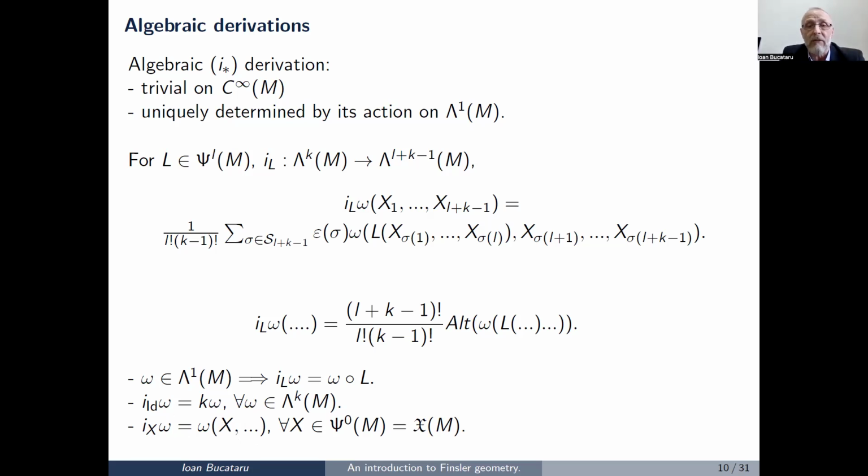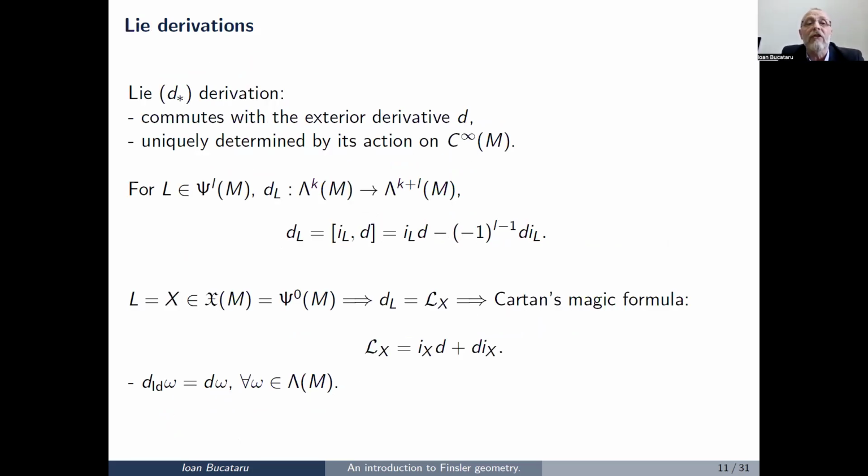Okay, so these are algebraic derivations. There is another type of derivation, what are called the Lie derivations or d-star derivations. They are well determined by this property here: they commute with the exterior derivative, and because of this commutation they are well determined by the action on smooth functions. If I know them on functions, I know them on one forms, and then I know them everywhere.